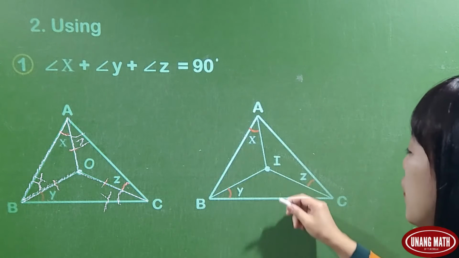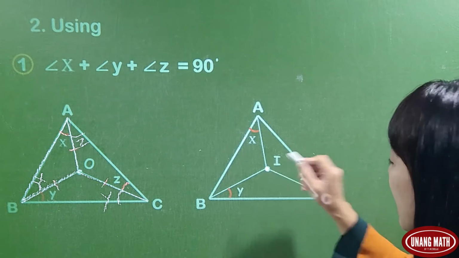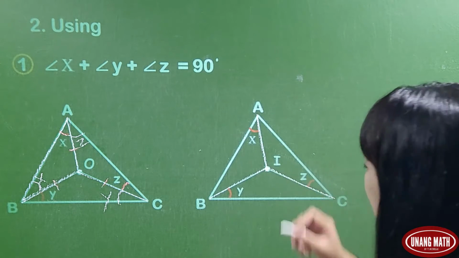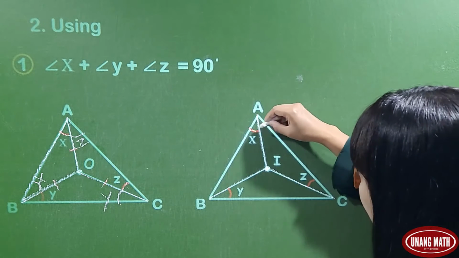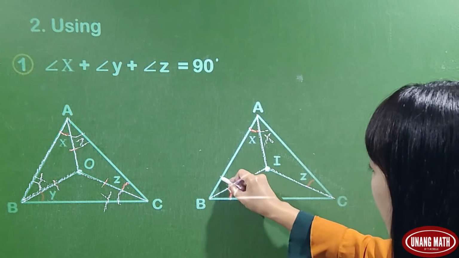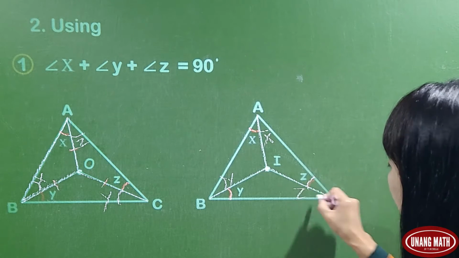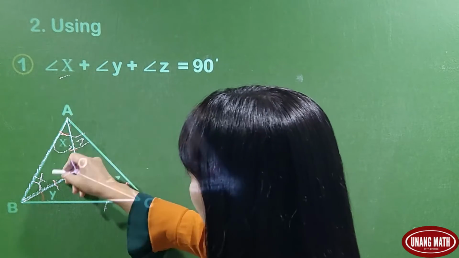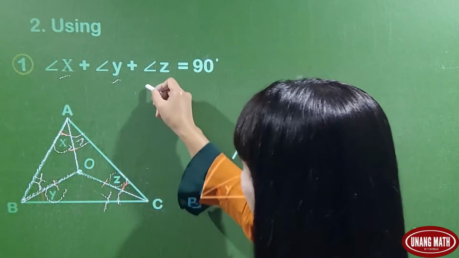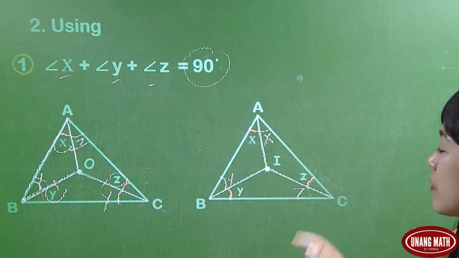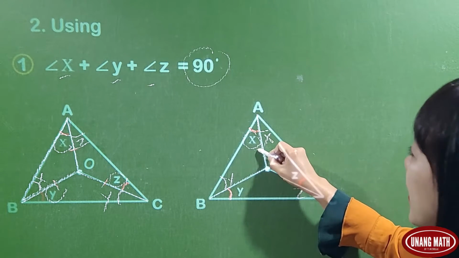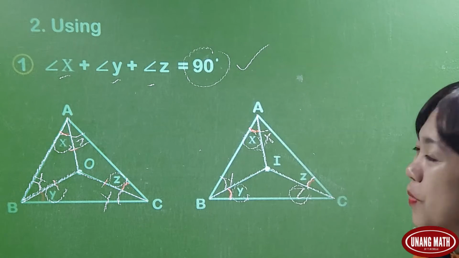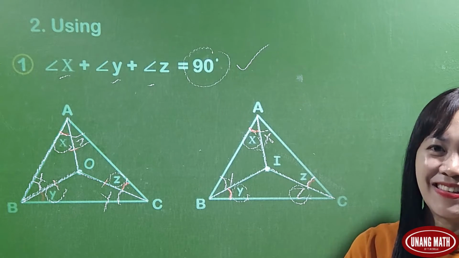Okay, what about in this figure? It's indicated that this is our incenter. So, angle bisector, angle bisector, angle bisector. If this is angle X, then this is also X. Angle Y, then this is also angle Y. Angle Z, this is also angle Z. So, in here, angle X plus angle Y plus angle Z would be equal to 90 degrees. What about here? This angle X, plus this angle Y, plus angle Z would be equal to 90 degrees.